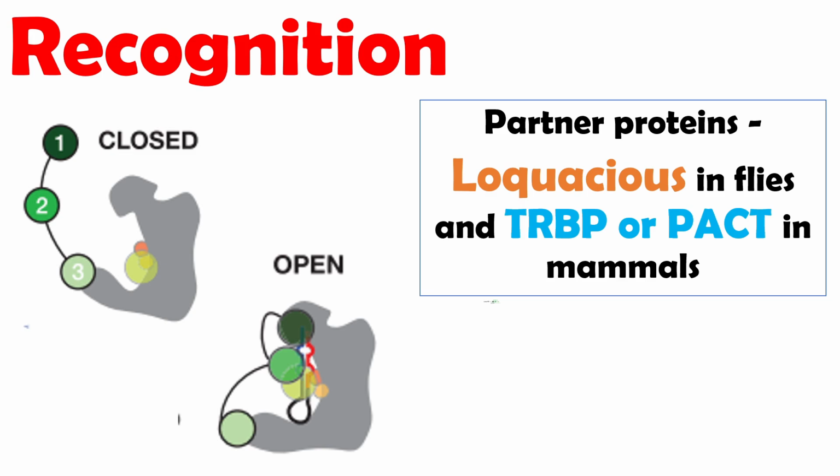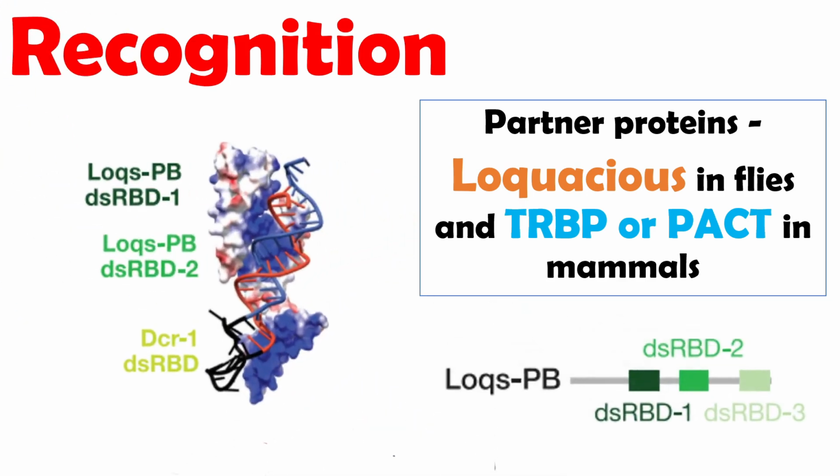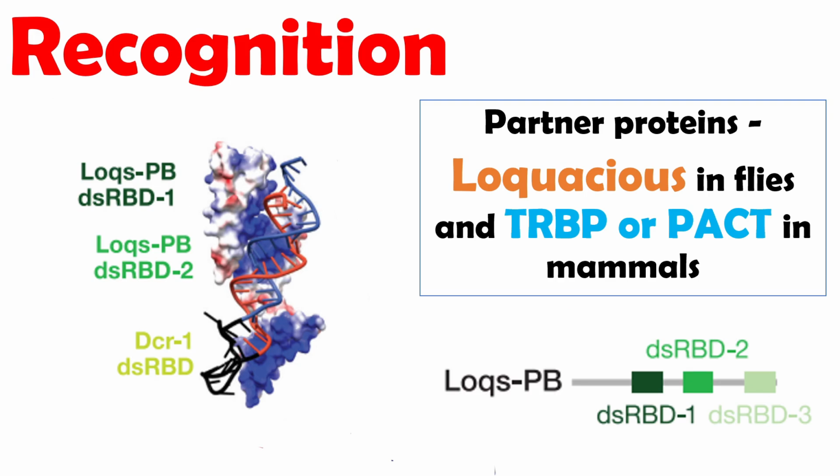Now, for the recognition part, I mentioned before the names of these partner proteins, Loquacious and TRBP or PACT in mammals. On the left side here is the Loquacious protein, how it looks while it tries to hold the microRNA. This is the precursor microRNA, and the associated RNA binding domains are mentioned here clearly. And below, this is Loqs-PB. Loqs-PB is a Loquacious gene, and this is its basic architecture from the same organism, Drosophila.